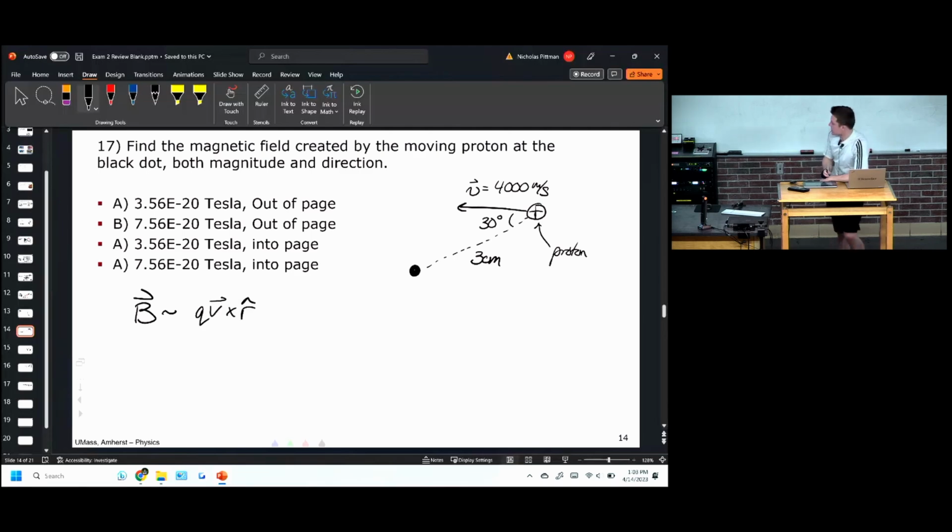So the instruction is, for a positive charge at least, take the direction of V, cross it with R, and whatever direction that spits out, which is out of the page, that's the direction that B is in. So B is definitely out of the page.